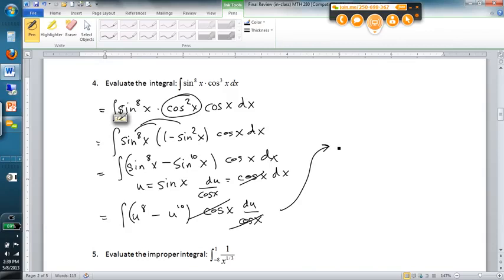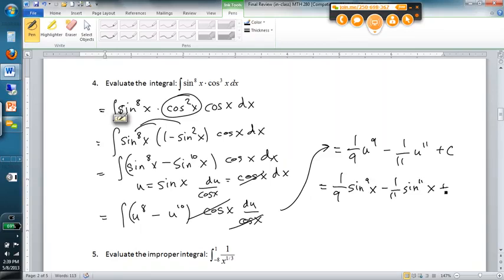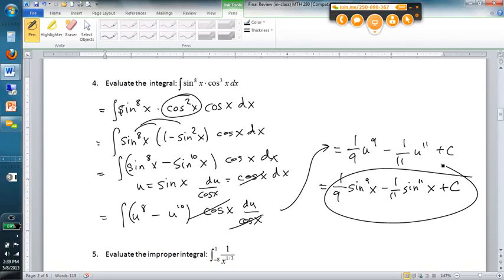1/9 u to the 9th minus 1/11 u to the 11th plus c, but u is the sine. So it's 1/9 sine to the 9th x minus 1/11 sine to the 11th x plus c. Don't forget plus c, right? Okay, all right. So if you have an odd power of cosine or sine, if they're both odd, you can take your pick. But definitely if you have an odd power, you want to do this.